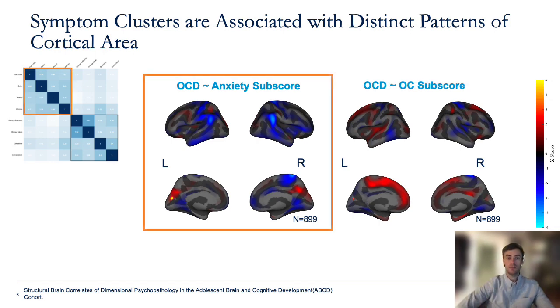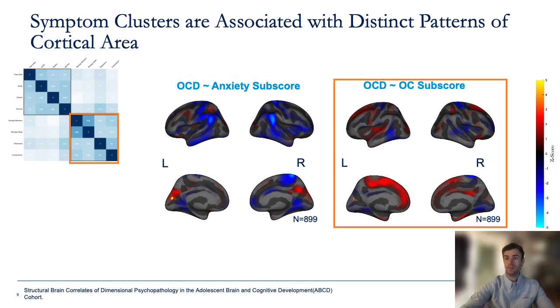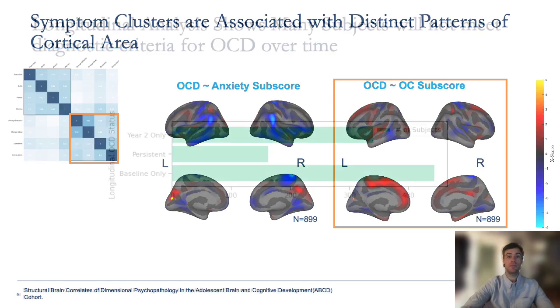The brain map on the left is from a model that took in all children diagnosed with OCD and analyzed cortical surface area associations with the anxiety-related subscore, while the map on the right represents a similar model, but the independent variable was the obsessions and compulsions subscore. For obsessions and compulsions, we can see that there is some change in the cingulate and frontal areas.